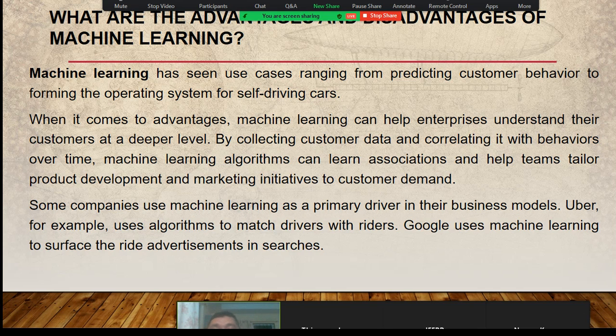Some companies use machine learning as a primary driver in their business models. Uber, for example, uses algorithms to match drivers with riders. Google uses machine learning to surface the right advertisements in searches.